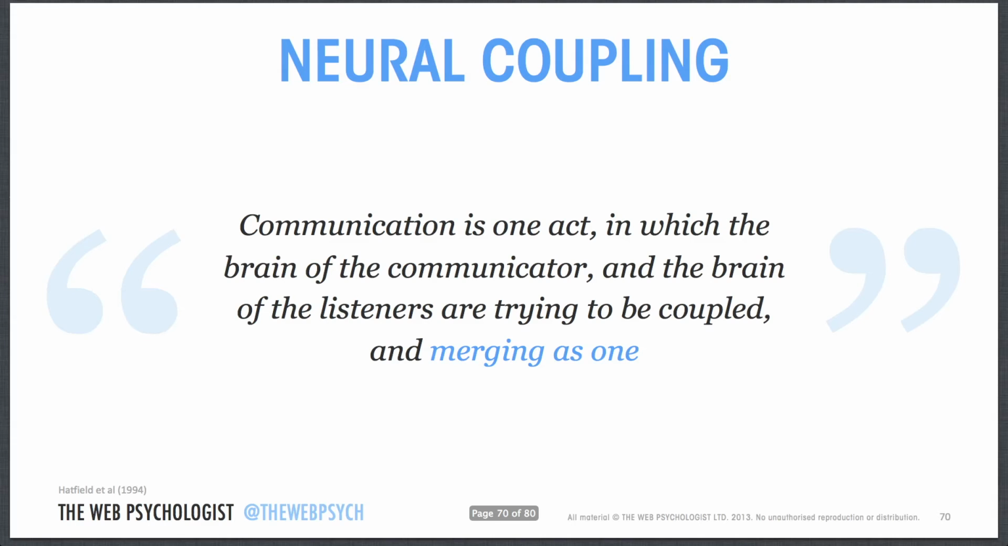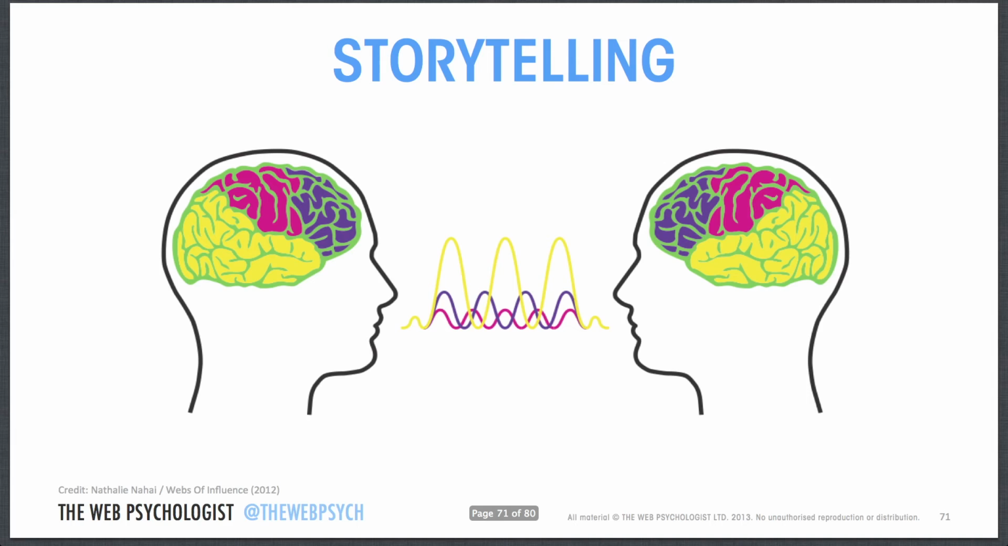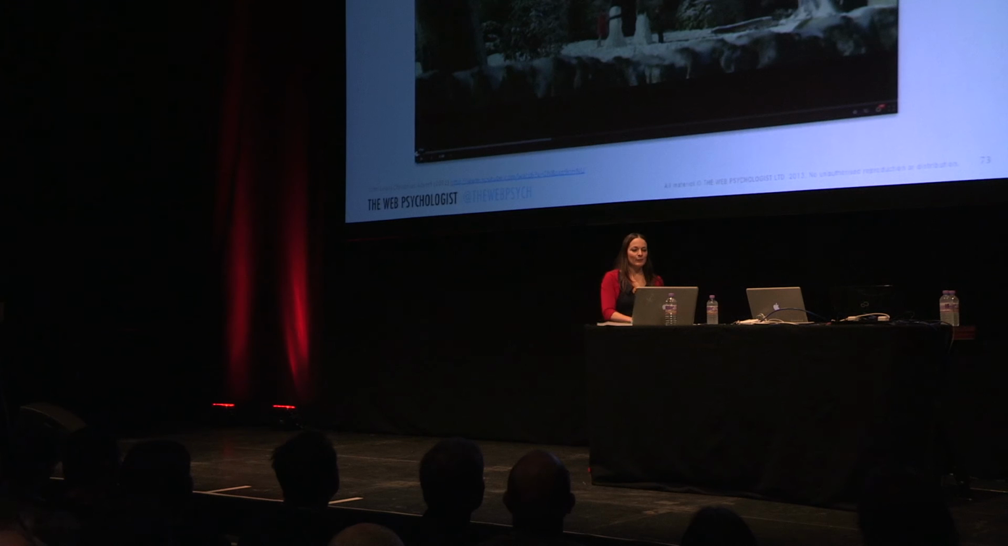Right, now, moving on. So, neural coupling, we heard about a little bit earlier. It's basically the idea that communication is one act in which the brain of the listener, that's you guys in this case, and the speaker are trying to converge and act as one, which is why storytelling is so effective. But it doesn't just have to be verbal storytelling that can elicit this response. It can also be something like this.